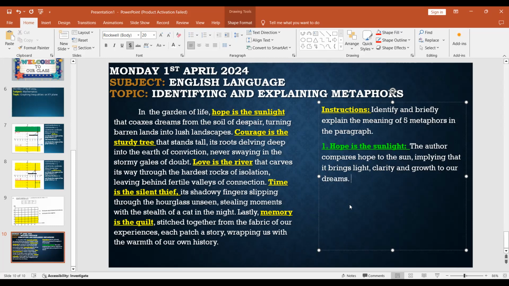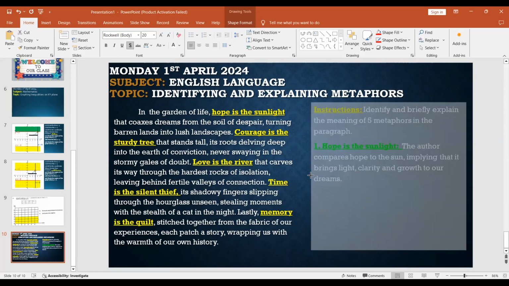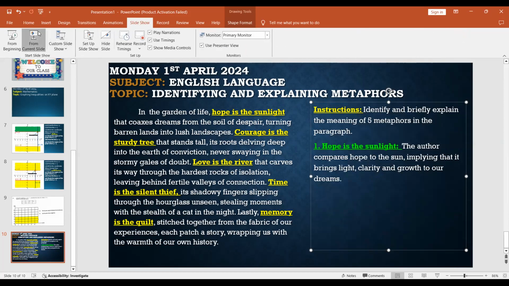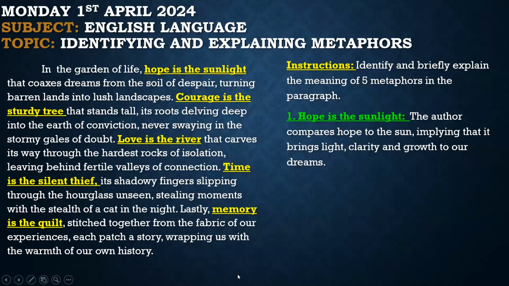Make sense? We don't want nothing long, something just brief to explain what they're trying to say, all right? So the author compares hope to the sun, implying that it brings light, clarity, and growth to our dreams. Does that make sense? Yes, sir. All right, good. Go ahead, Malik. Can you read our explanation for hope is the sunlight?